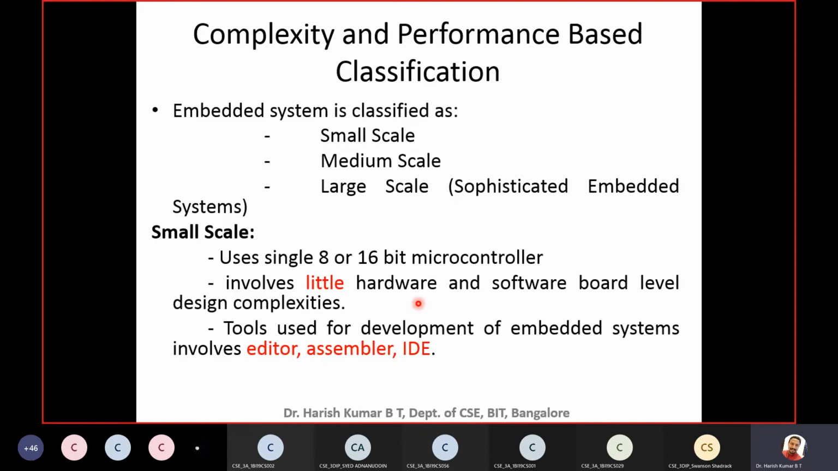It provides the editor for writing the program, the assembler for translating the program, the builder for building and linking the various libraries to your program, and a debugger for debugging the program. Keil also provides more, where you can generate a hex file and load that file onto the microcontroller. So this is a very brief look into small scale embedded systems.